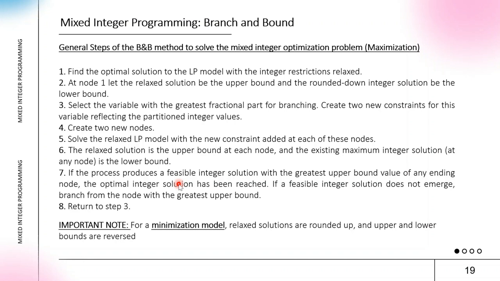Please keep in mind that in optimization problems with a minimization form, the direction of bounds reverses. It means that the upper bound comes from the integer solution, and the lower bound comes from the LP relaxation.